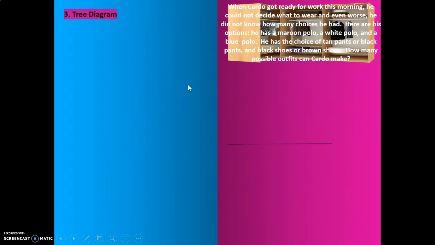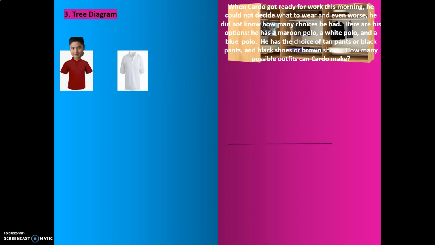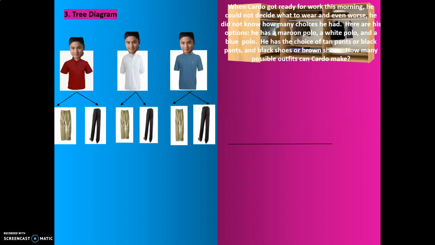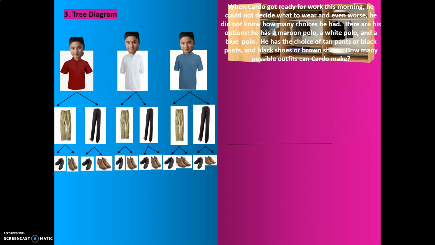Next, let's make use of a tree diagram. You can simply write acronyms or pictures to show the possible outfits with a special use of branches. Now, let's draw all the possible clothing options Carlo has. He has maroon, white, and blue polo. Out of these, he can choose between tan and black pants. And from his shoes, he has black and brown shoes. So counting the total number of possible outfits, there are also 12.